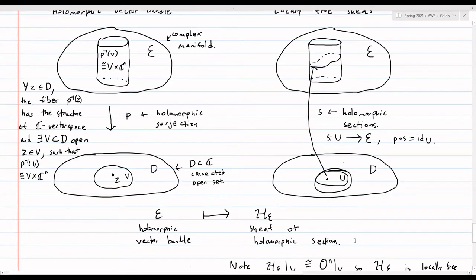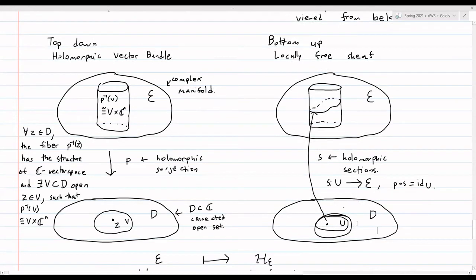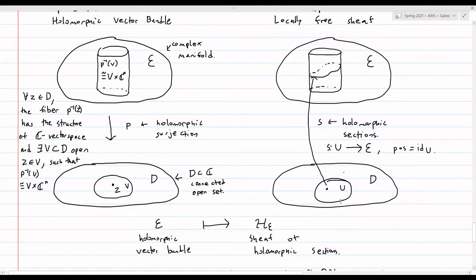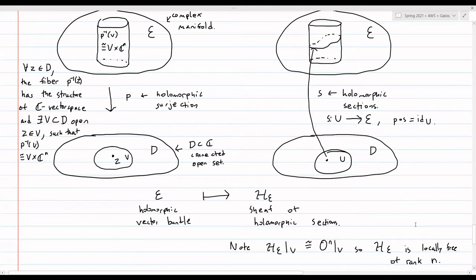Are there any questions about locally free sheaves being holomorphic vector bundles viewed from below? What kind of isomorphism is that between, on the left when you define the holomorphic vector bundle, the pre-image and V cross CDN? Oh, here? Yeah. So what kind of isomorphism is it?